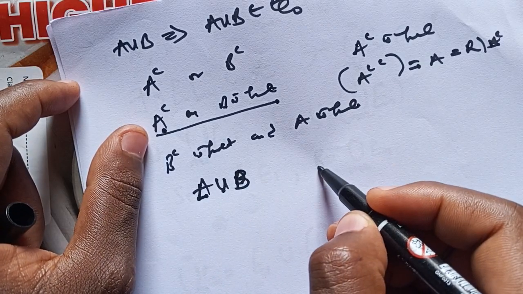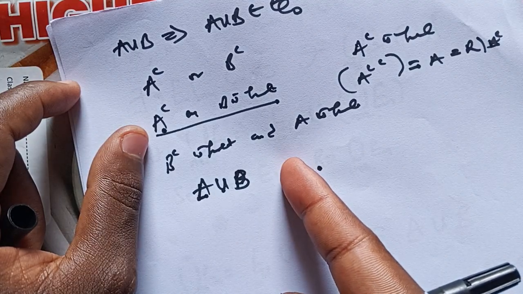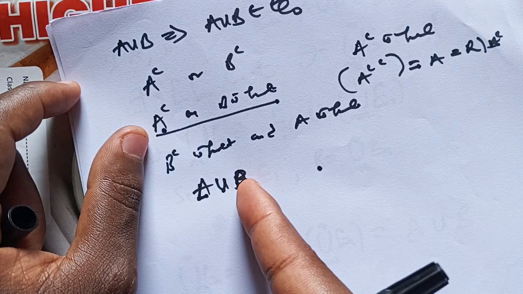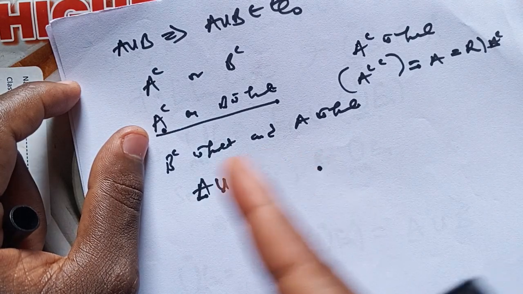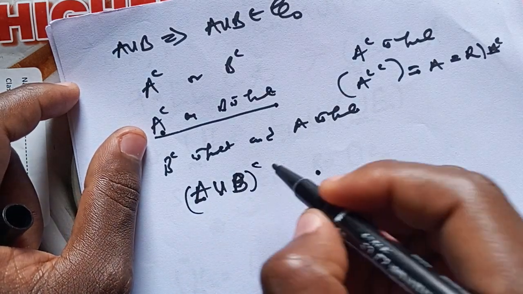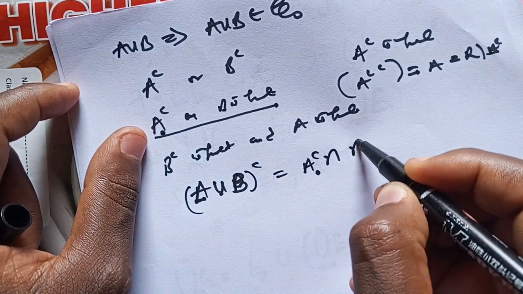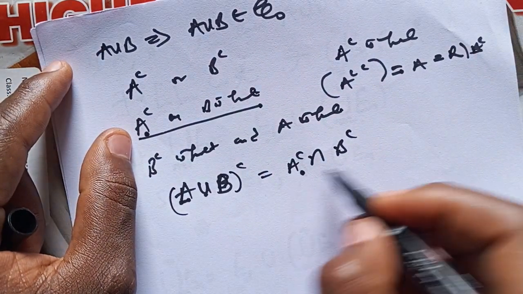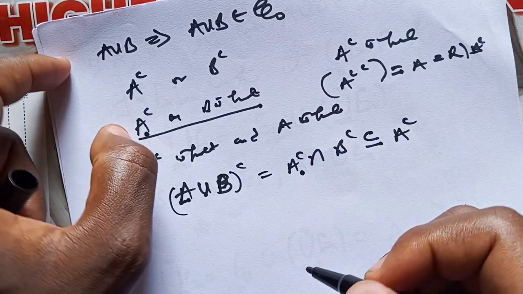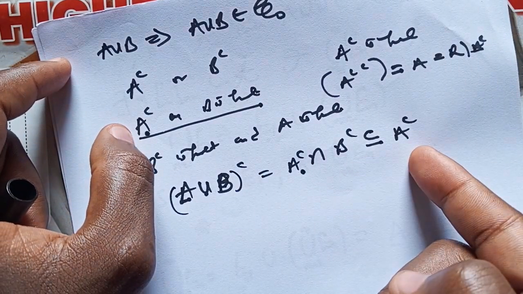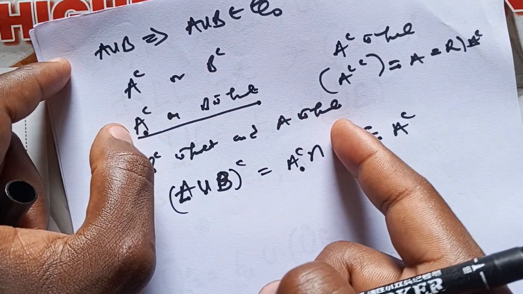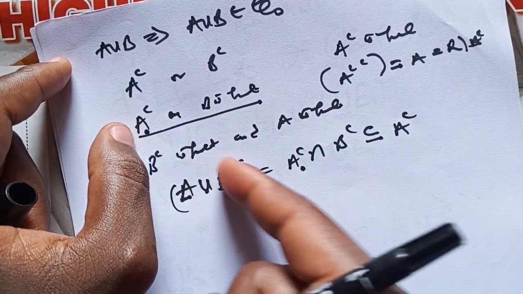An infinite set. So since it's an infinite set, it means that A union B is not in the algebra. But let's look at the complement of A union B. If we do the complement of A union B, we have this as A complement intersect B complement. And of course, we know that this intersection is a subset of what? A complement. Since this intersection is a subset of A complement and A complement is finite, it means that this intersection is what? Finite.